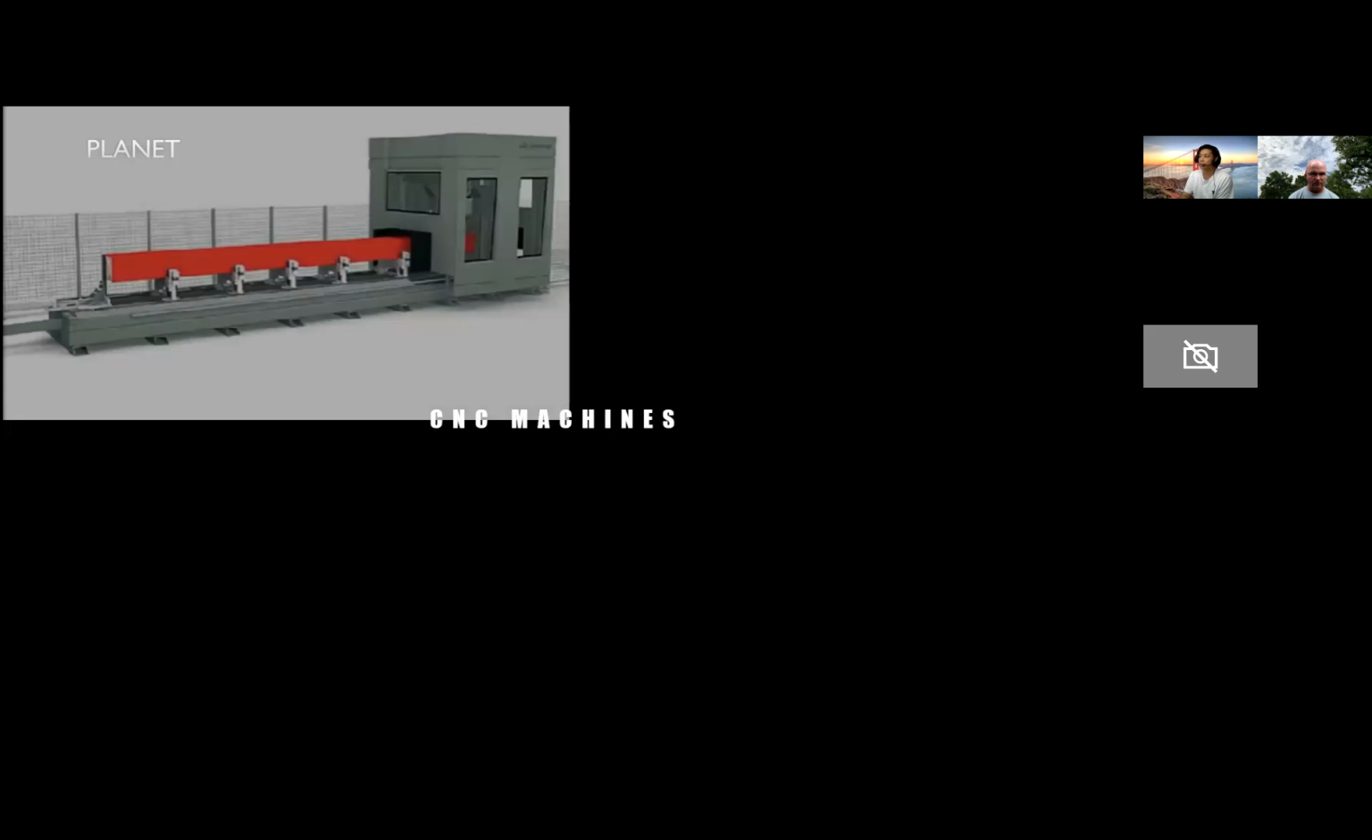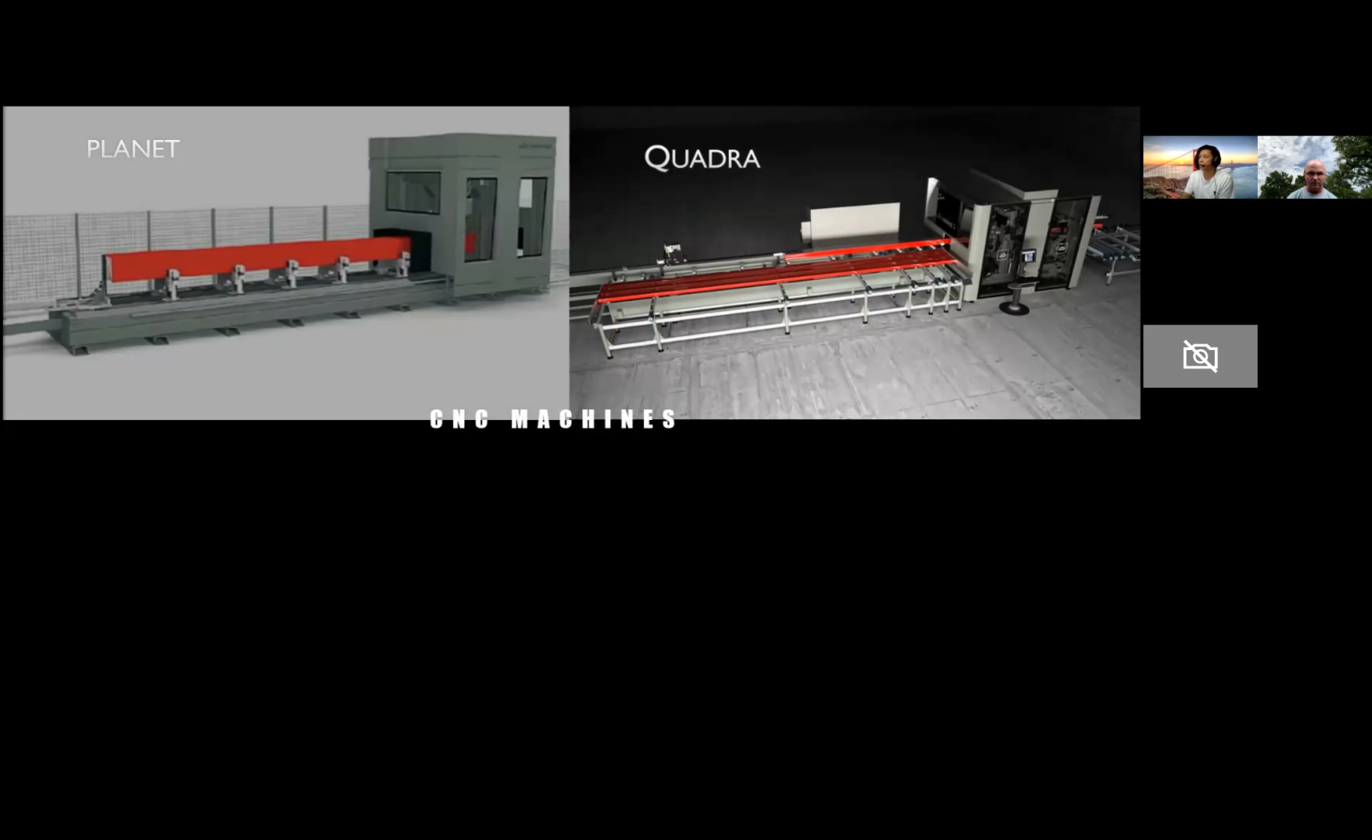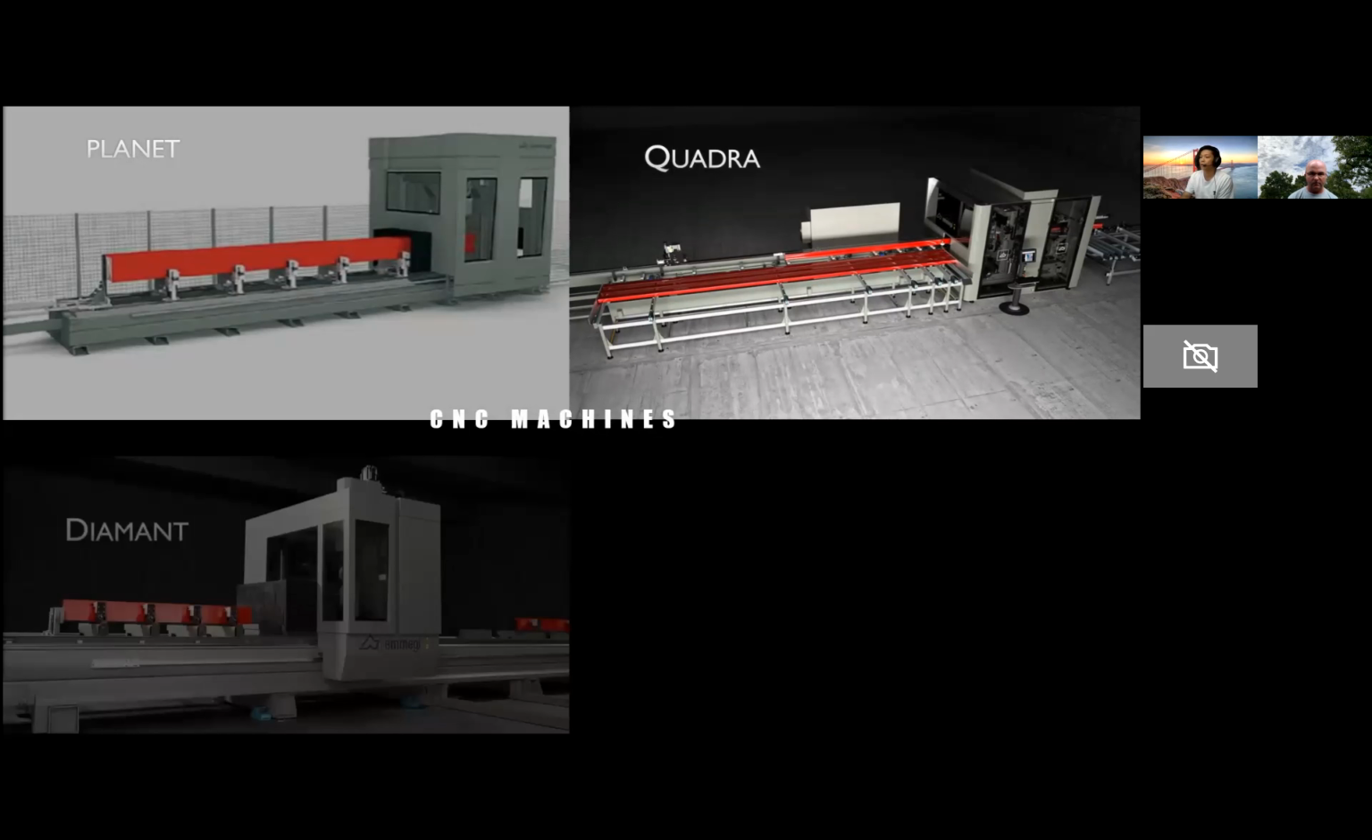A quick introduction of the CNC machines that we have in Walt and Wolf. 13 years ago, we got our first machine from Italy called Planet, which is located in our shop B. Then the next machine that we got is Quadra. The first one we have in shop A, the second one in shop B, and we have two more in Arizona and one in Seattle.